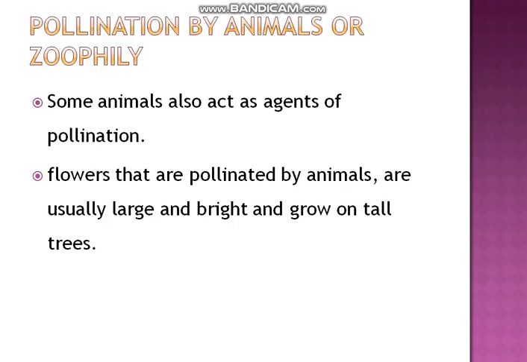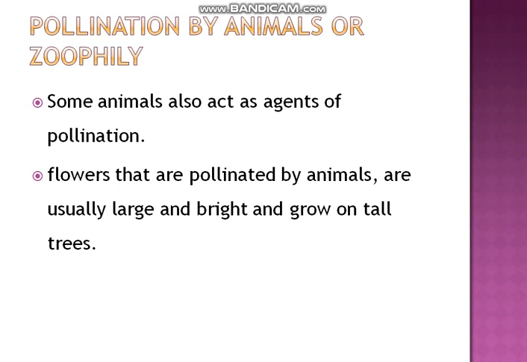And moving to the next, pollination by animals or zoophily. Some animals also act as agents of pollination. The flowers that are pollinated by animals are called zoophilous. They are usually large and bright and grow on tall trees. These are the different agents of pollination.